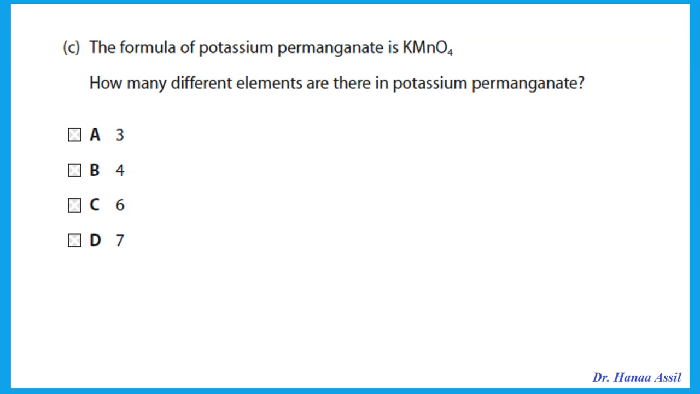The formula of potassium permanganate is this. How many different elements are there in potassium permanganate? Let us take a look. If you look at the periodic table, K is potassium, Mn is manganese, and of course O is oxygen. So I have 3 different elements in this compound.